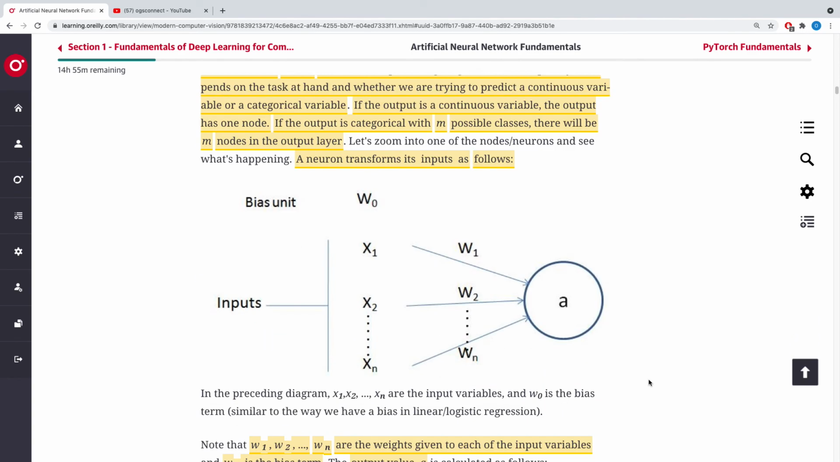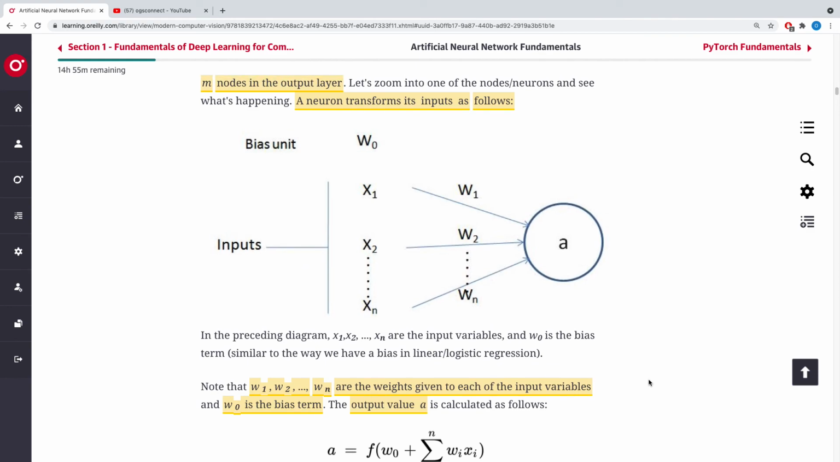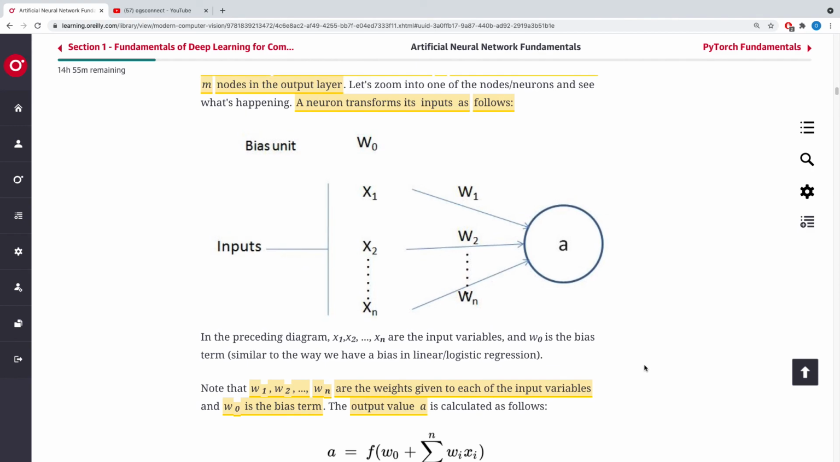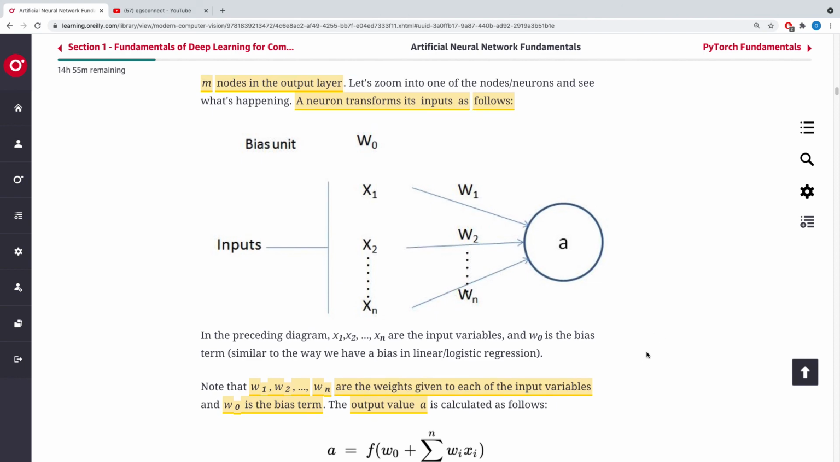Okay, so let's look at what a single neuron looks like, and I would like us to continue with this in the next lecture so that we can explore this fully.